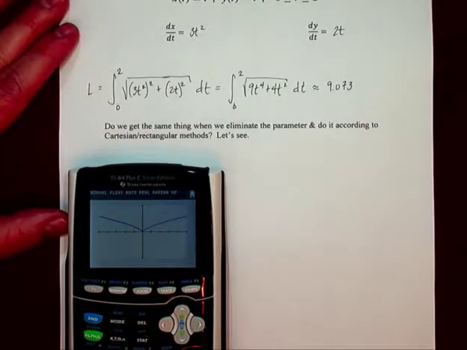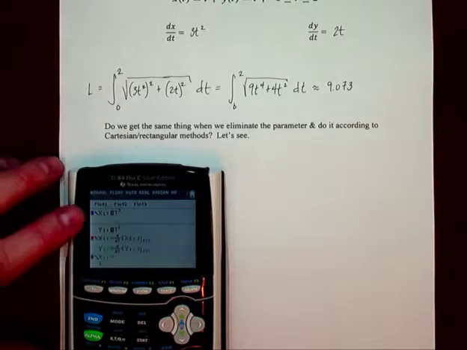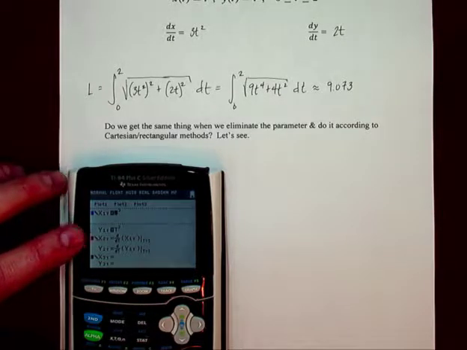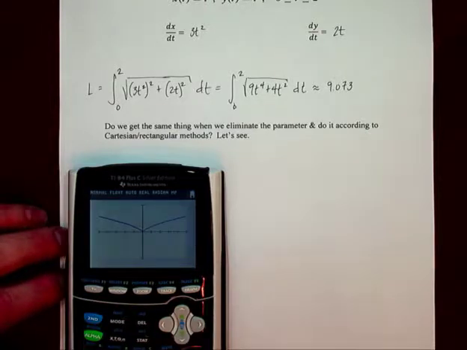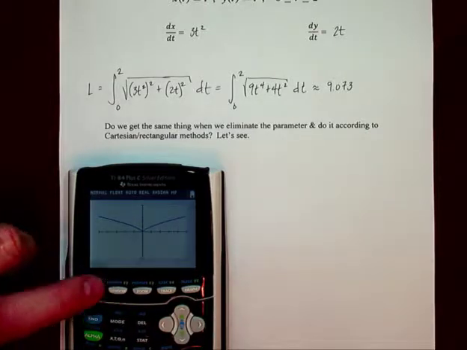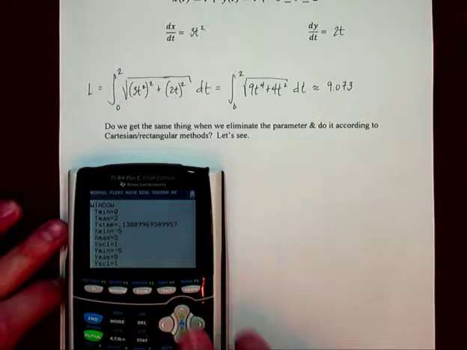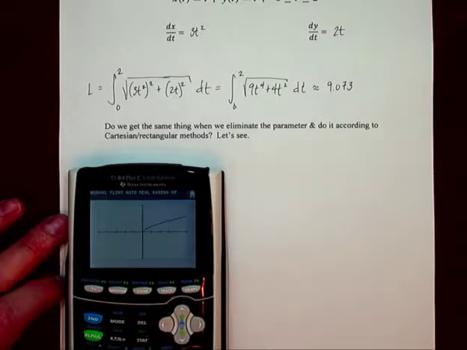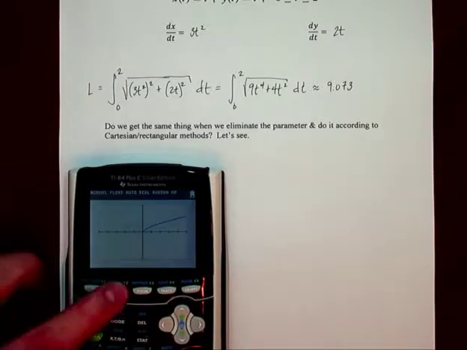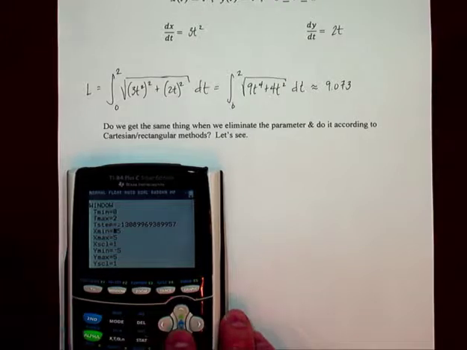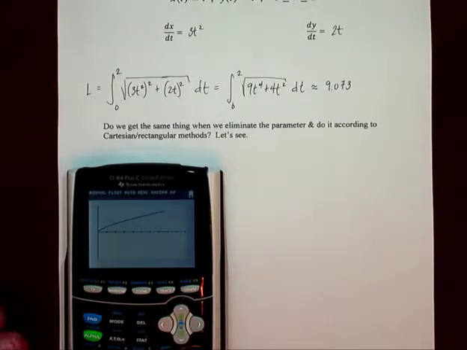That is basically the whole graph. So, see, it's t cubed and t squared. Now, if I just wanted to show the portion that I needed to find the length of, I would just go 0 to 2 on my t min and t max, and I'll draw it again. And we can go ahead and change the window. Let's do 0 to 10. And there we go.